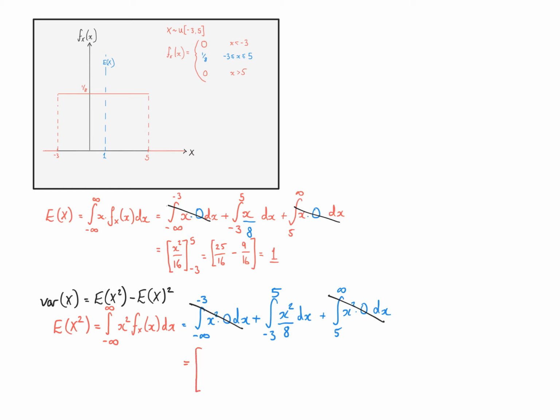Integrating x squared, we raise the power by 1, so that's x cubed, divide through by the new power, so that's going to be x cubed over 3 times 8, or x cubed over 24, evaluated between 5 and minus 3, which is going to be equal to 125 over 24, then substituting in minus 3 cubed.